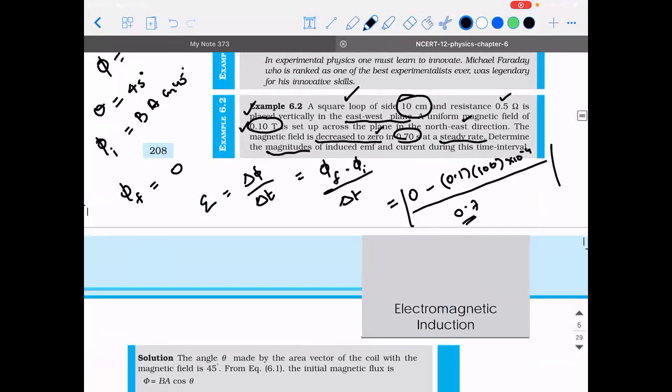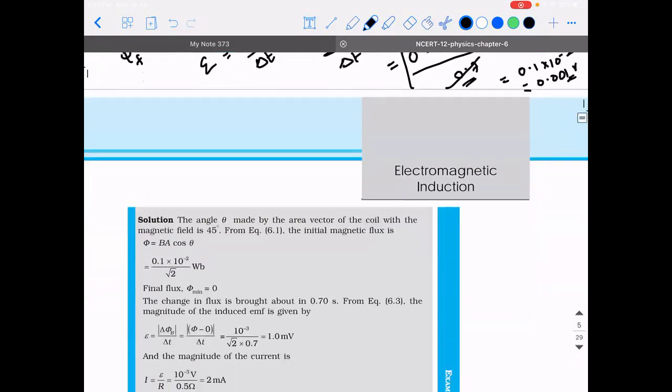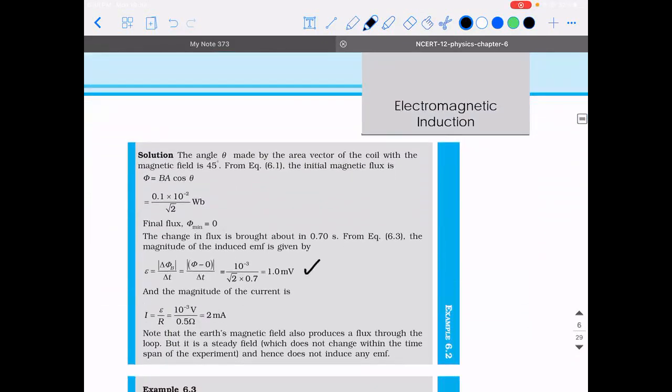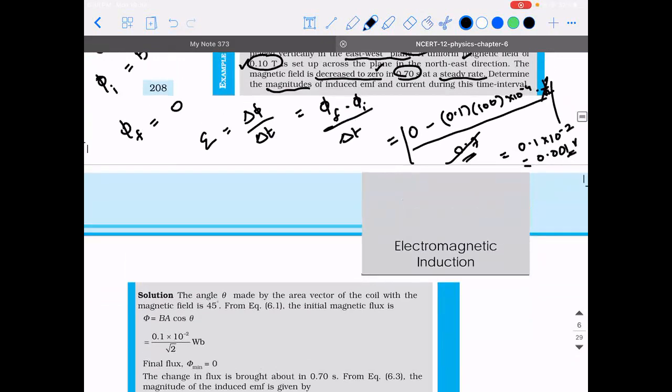So, cos 45, I forgot. Cos 45 is 1 by root 2. Remember, 1 by root 2 is nothing but 0.7. So the 0.7 and 0.7 will get cancelled, and you will get 0.1 into 10 power minus 2, or 0.001 volt. You will be able to generate 1 millivolt.